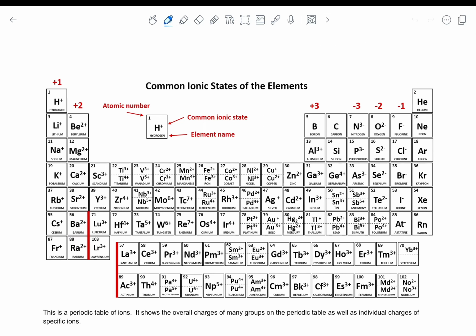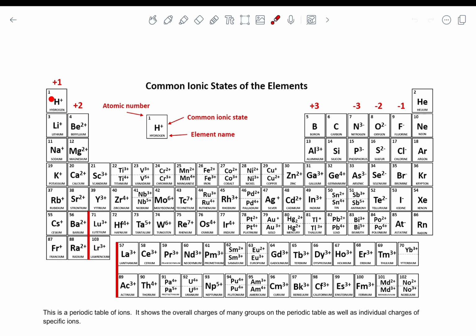What's up, everybody? Just wanted to walk you through this set of notes. These notes are specifically going to deal with ions. So what you're looking at right now is a periodic table, but it's what we call the periodic table of ions. As you can see, it has elements similar to what you would regularly see on the periodic table.